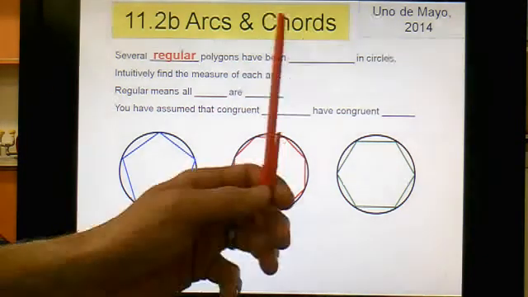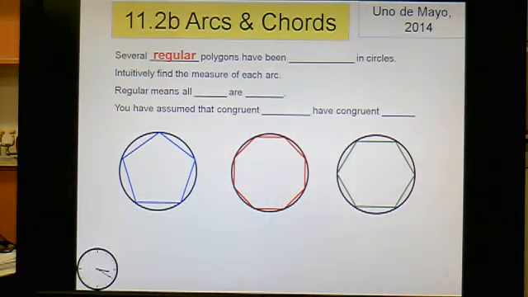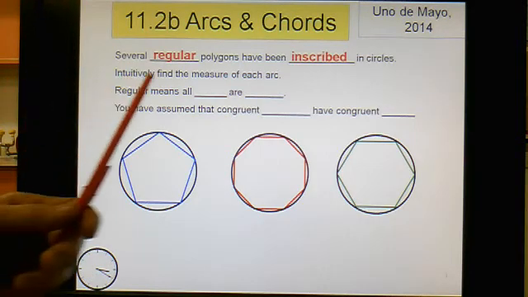There's a vocab word for that, which you should be able to write down here. It's the opposite of circumscribed. You could say the circle is circumscribed about the polygon. You could say the polygon is inscribed within the circle. And I'm using this simple model here to intuitively come up with a theorem in a minute. So intuitively find the measure of each arc.